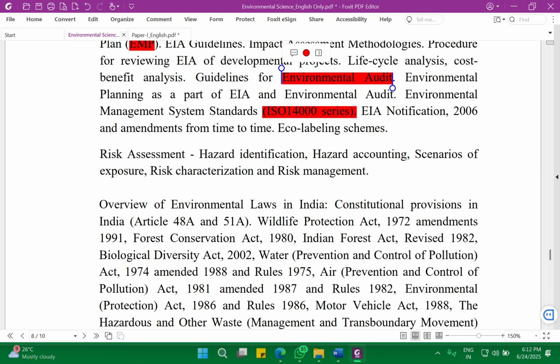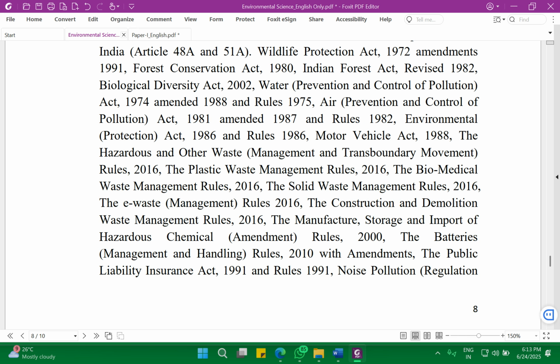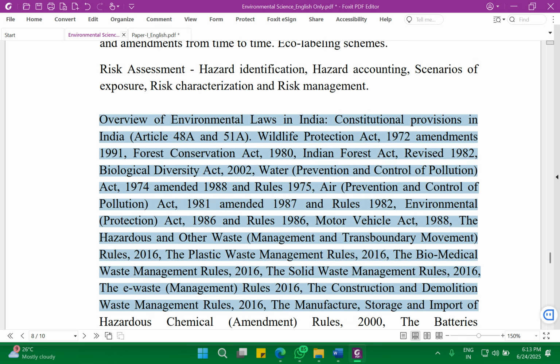And next, they may ask something related to the audit. And some questions are related to the category of projects, whether a mining project will come under category A or B or B1, that kind of thing they may ask. And next one is hazard identification and risk assessment. So those things you just go through. And this last one, definitely they may ask.